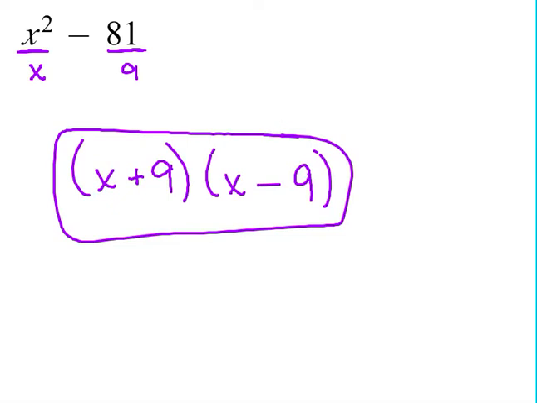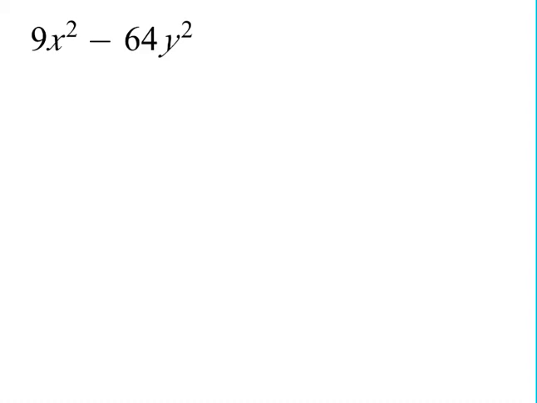All right, let's look at another one. 9x squared minus 64y squared. Very first step. Take out something that's in common. Can you take out something that's in common? I don't think 64 is divisible by 3. Okay, I want you to try to do this one at your table. Just try to do this. Take a guess. If you don't know, just try something.